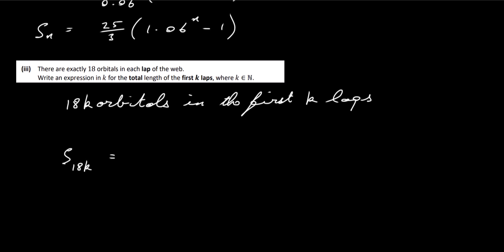So that's just simply equal to 25 over 3 times 1.06. So this replaces our n. So this is going to be 18k to the power of 18k up there, subtract 1. And this is really our expression in k for the total length of the first k laps.